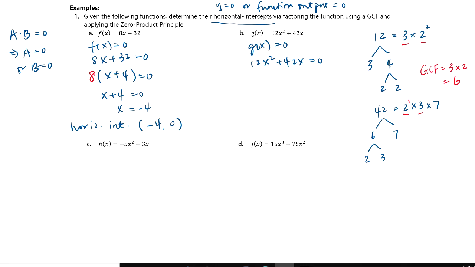And once we find out the GCF is 6, that tells me that I can just go ahead and factor out 6 from both terms. Once I do so, I will have 2x squared left from 12x squared. And then for 42x, you can see from the prime factorization, if I take out the 2 and 3, I'm left with 7. And I have 7x over here.